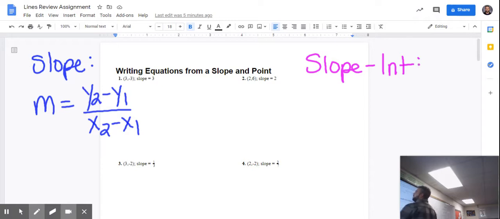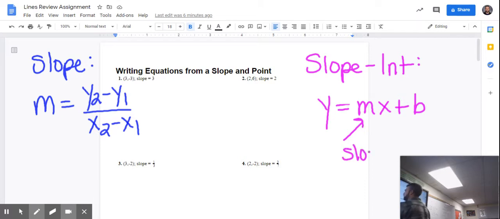Our slope-intercept equation we can write right away if we know our slope and we know our y-intercept, which is b, right? Or we have a point that will tell us what b is. But we need to know those two things to write it in slope-intercept right away, okay? So remember, that's going to be y equals mx plus b, right? Where m is our slope and b is our y-intercept, okay?